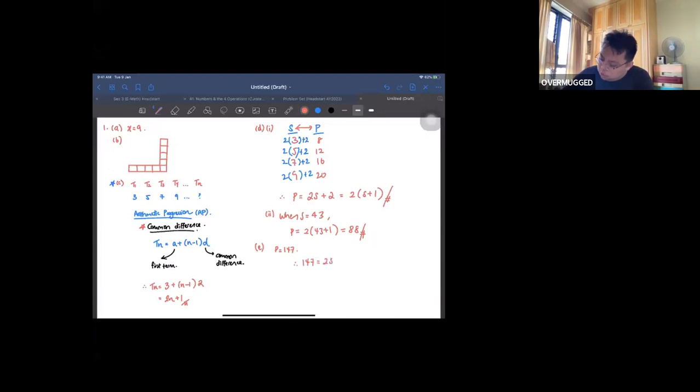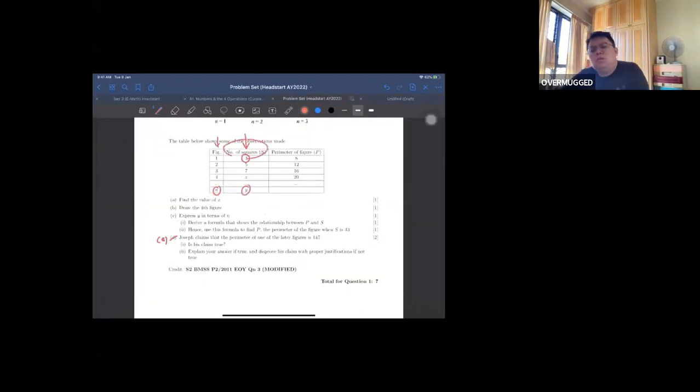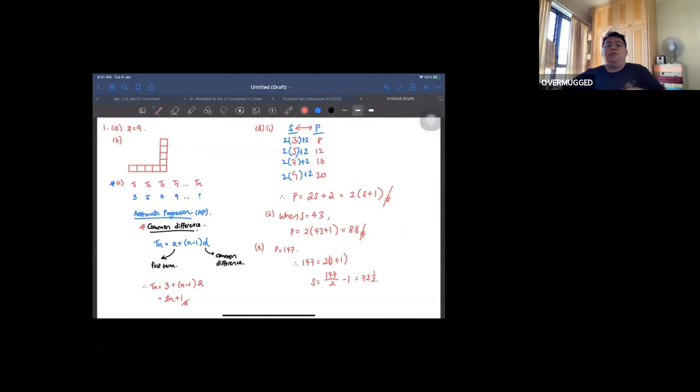147 equals 2S plus 1, and we're going to solve for S. We take 147 divided by 2, minus 1, and the result is 72.5. Now let's check very carefully. 72.5. And what is the definition of S? Number of squares. Can you have half a square? In this case, no. All of your numbers here are whole positive integers, so 72.5 is not possible. So something I will write is: not a positive integer.